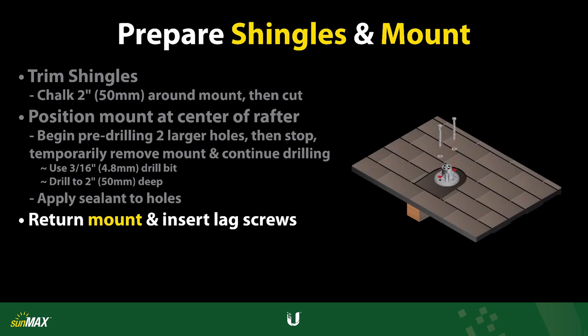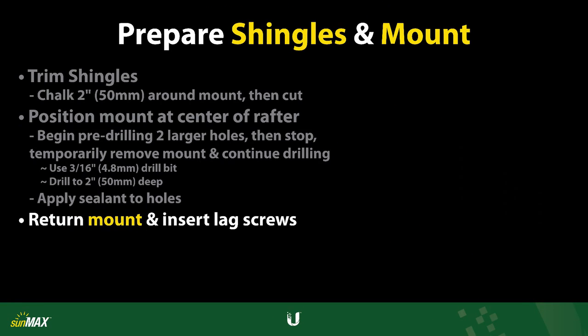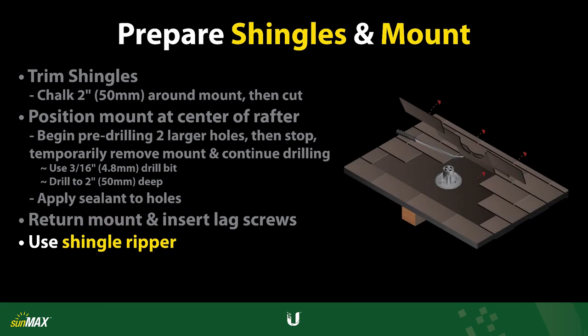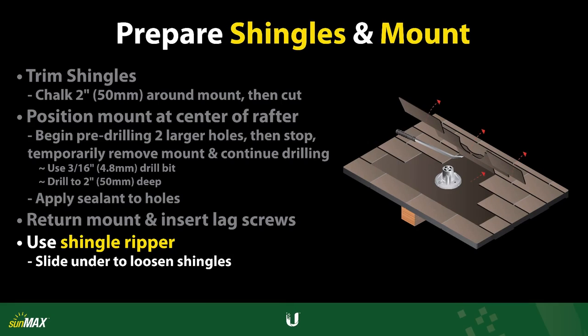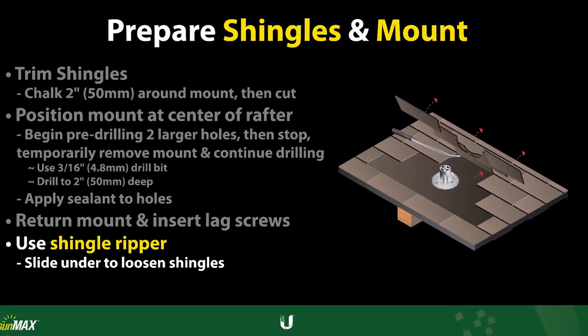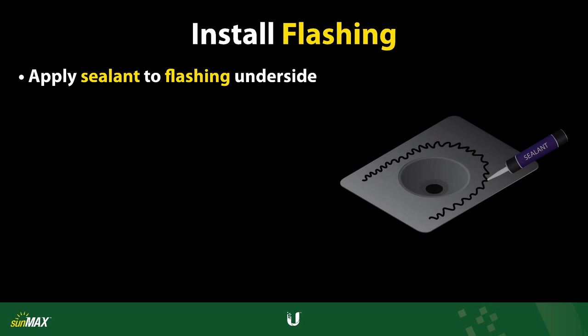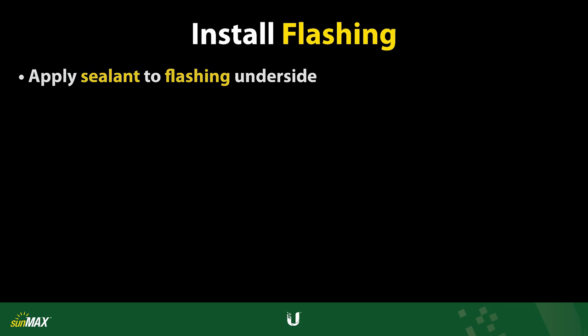Position the roof mount back into place and secure it to the roof structure using the provided lag screws until it is fully seated. Slide a pry bar or shingle ripper under the roof shingles where the flashing is to be installed to break the bond between the roof courses. Also remove any nails from shingles that interfere with the flashing, as they will degrade the weatherproof ability of the system. Apply roof sealant to the underside of the flashing, spreading it evenly across the bottom surface.